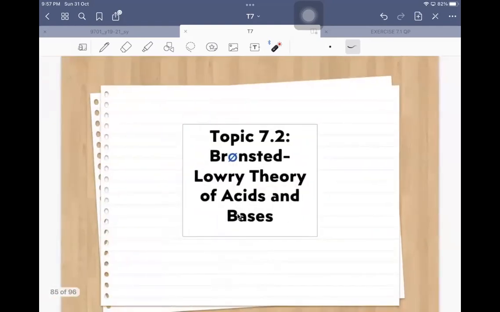Next, we want to look at the next section of your equilibria. It's the ionic equilibria, which is where your acids and bases come in. This is called the Bronsted-Lowry theory of acids and bases.